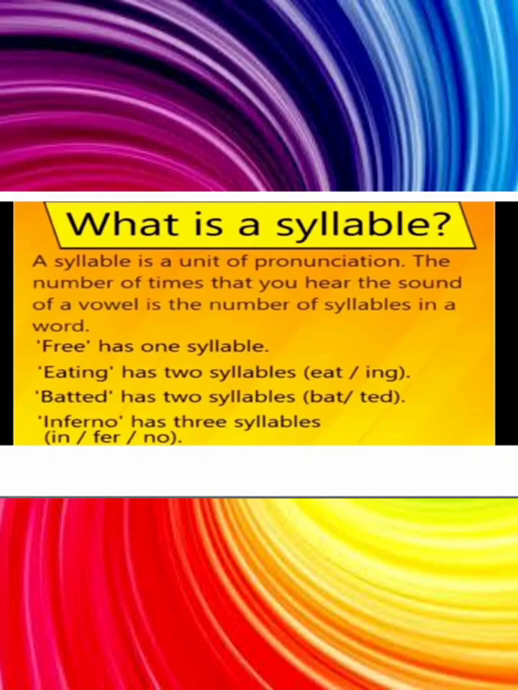The number of times that you hear the sound of a vowel is the number of syllables in a word. Like free has one syllable. Eating has two syllables. Batted has two syllables. Inferno has three syllables. Now I think, my dear students, you have understood what syllables are.